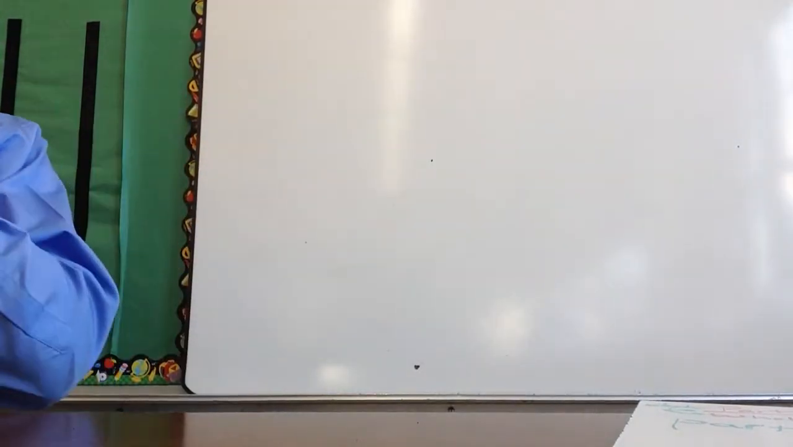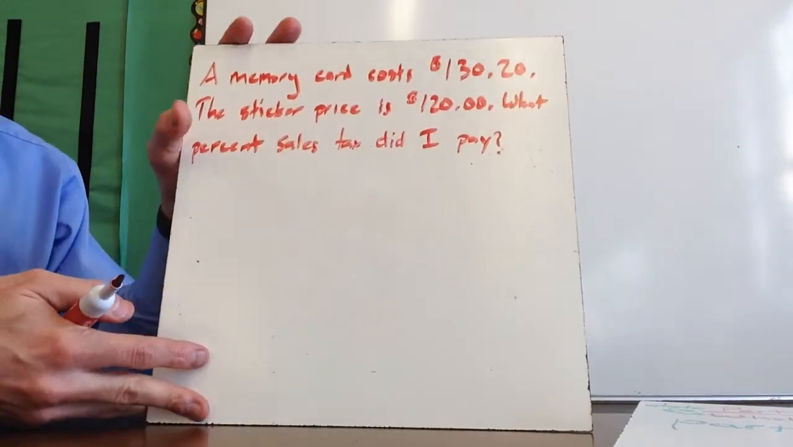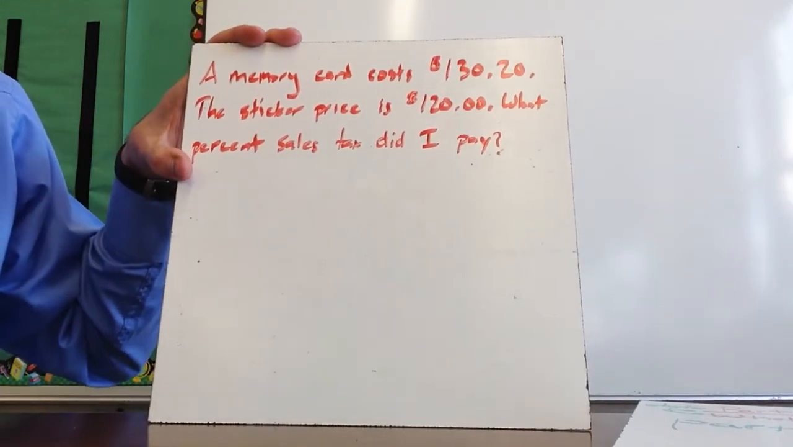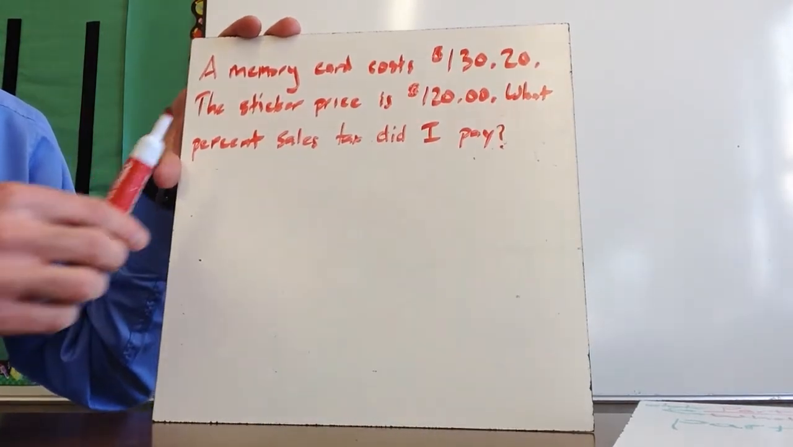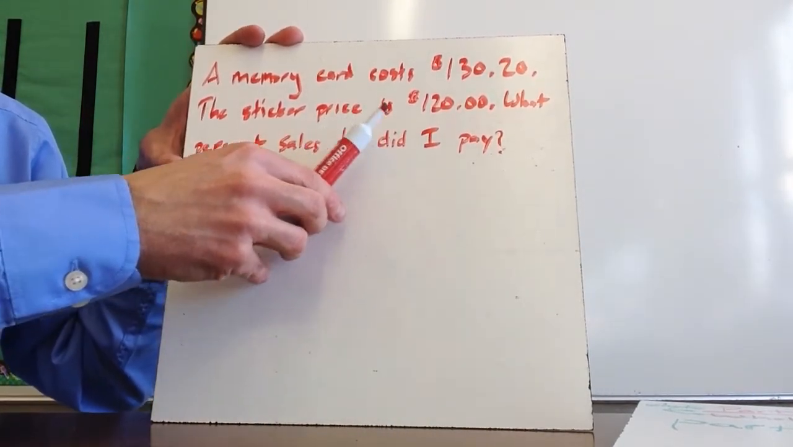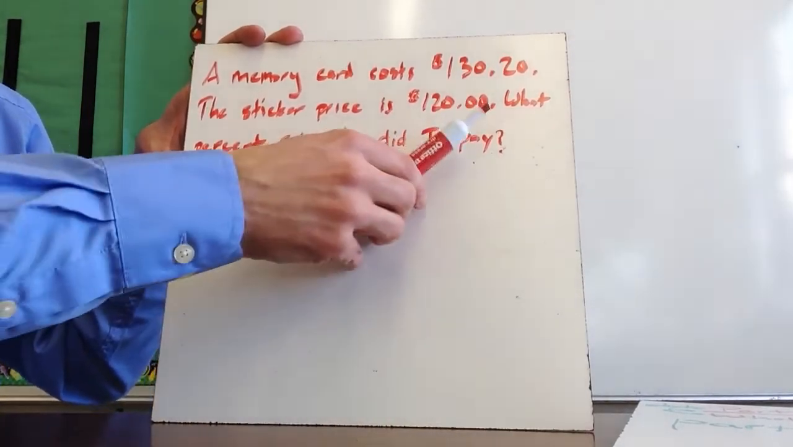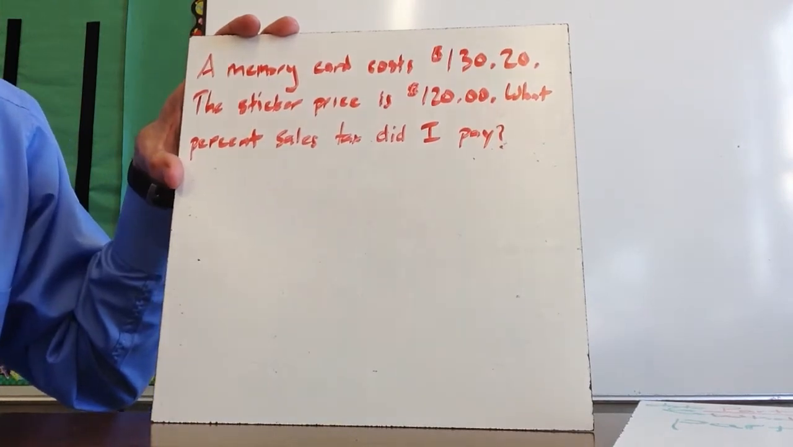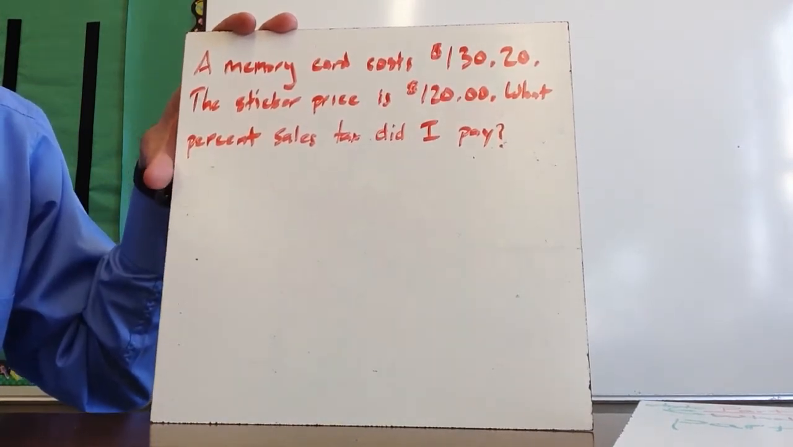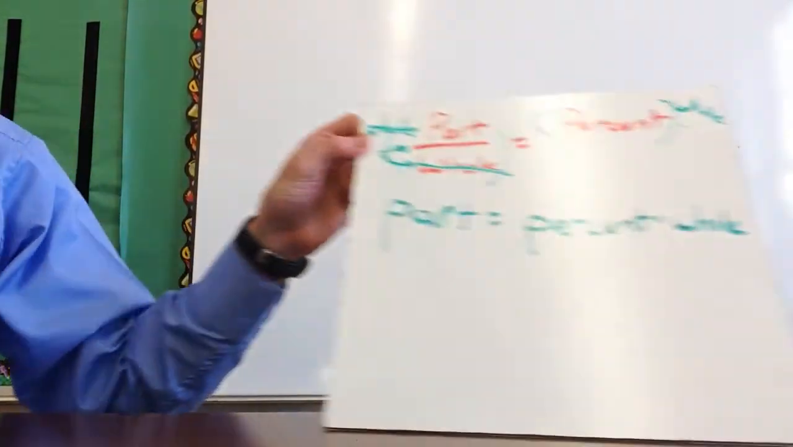All right, then one final problem I want you to see. It's kind of more of a real-life problem. So you're buying a memory card that costs $130.20 after taxes. The sticker price, the price that was advertised, was $120 even. So, what percent sales tax did I pay? Now, this is one of those problems where you are going to need all the numbers to help you, but you are not necessarily just plugging these numbers into something like this.